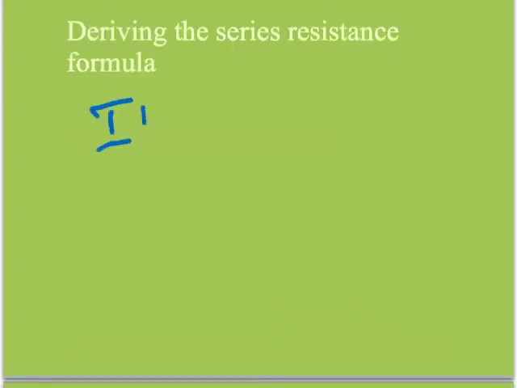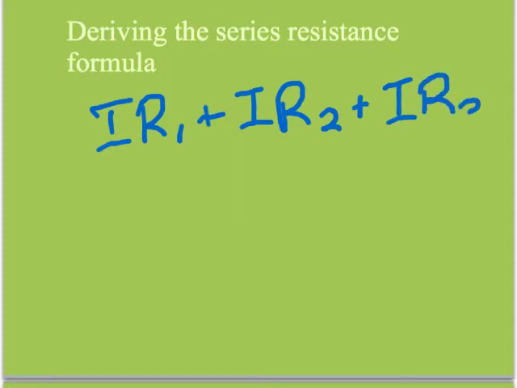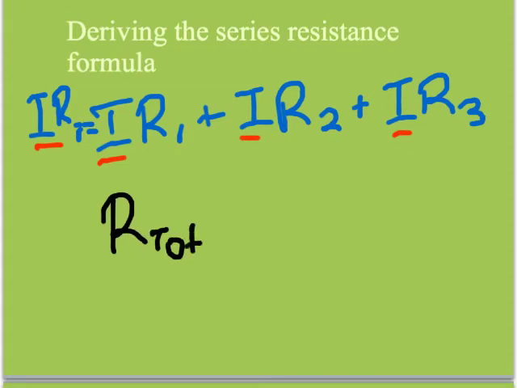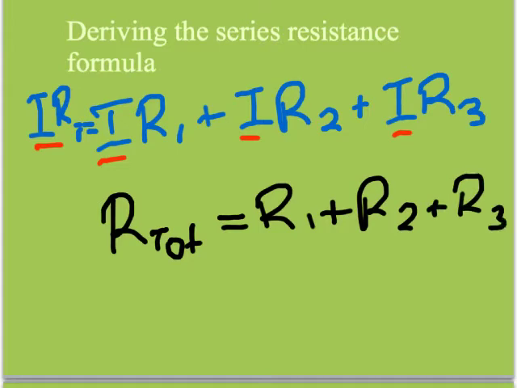Now if you've got that formula, and you look at it, we've got some common factors, and that's the I. So if we just divide everything by I, you will be left with the formula for series resistors. So R total is equal to R1 plus R2 plus R3. If you have 4 resistors, you add another one on, and so on.